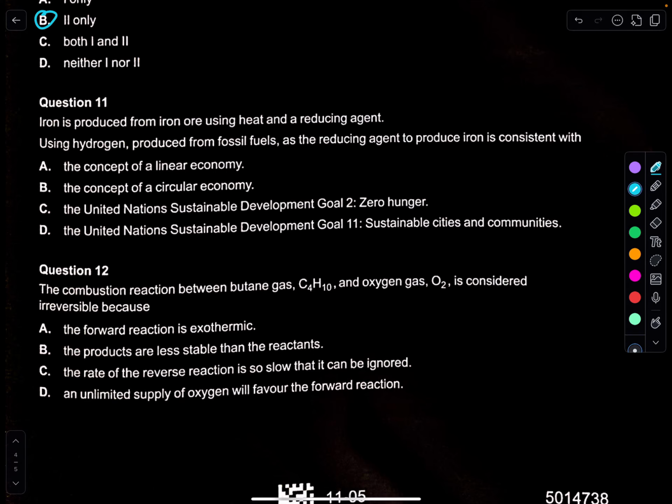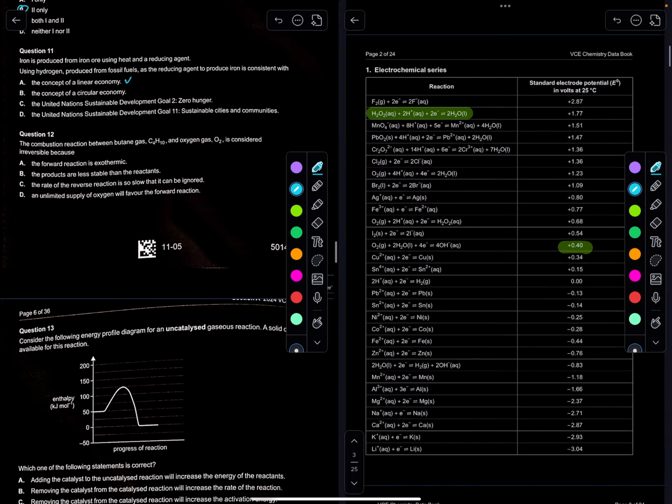Question 11. Iron is produced from iron ore using heat and a reducing agent. Using hydrogen produced from fossil fuel as a reducing agent to produce iron is consistent with the concept of a linear economy. Absolutely yes. Linear economy: if you don't know what those are, there are 2 kinds of economies in the study design, linear and circular.